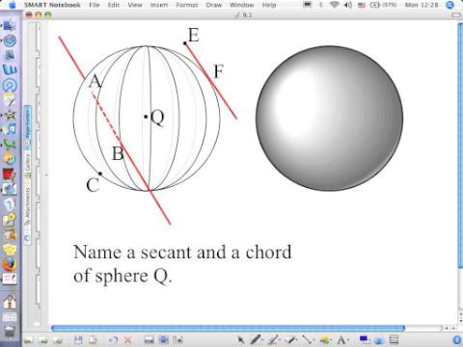Name a chord. What's the difference between the chord and the secant? A secant has a line, a chord is a segment. So all the things we just named that would be secants could also be chords. We just don't put the little arrows. Okay? So BC, AC, AB. But no, AB wouldn't be, because if it stopped at A and B, it wouldn't touch the sphere. Yeah, it does. Oh, because A and B are points on the sphere. B is a point on the sphere, and so is A.